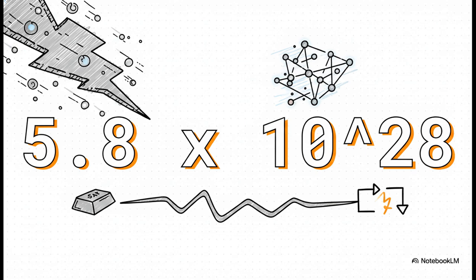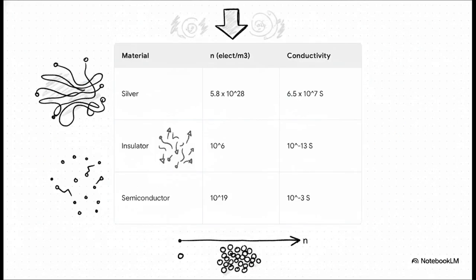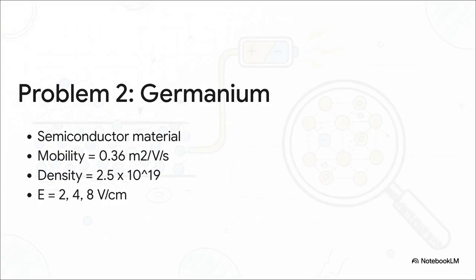It's like having an impossibly wide highway for traffic. When we compare silver, an insulator, and a semiconductor side by side, using the data from our first problem, the picture becomes crystal clear. The raw electron density, N, completely dictates the overall conductivity. The insulator only has 10 to the 6 electrons, which perfectly explains why its conductivity is practically 0. Moving on to problem 2, with germanium, a classic semiconductor. When we calculate its specific relaxation time, we can clearly see how its drift velocity scales directly as we crank up the applied electric field from 2 to 4 to 8 volts per centimeter.